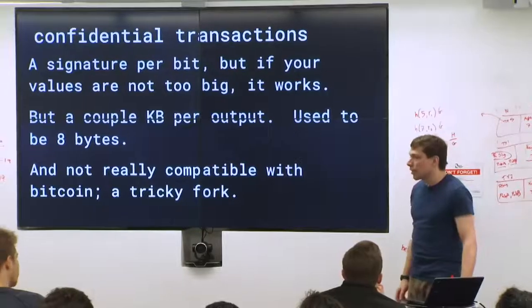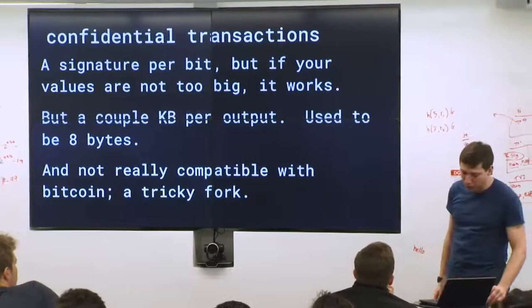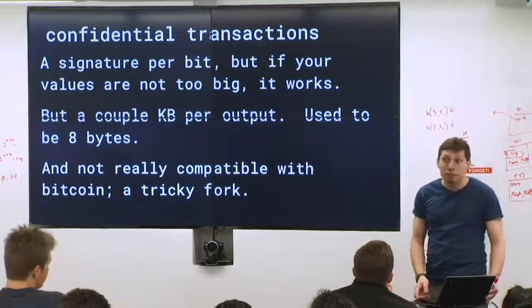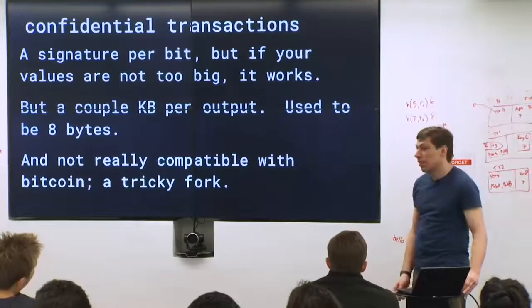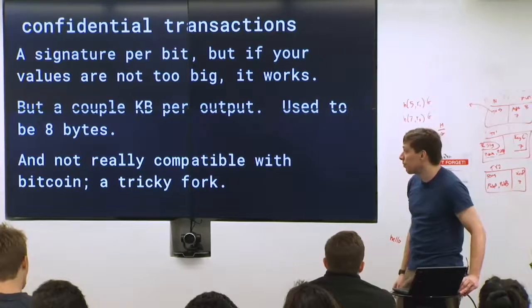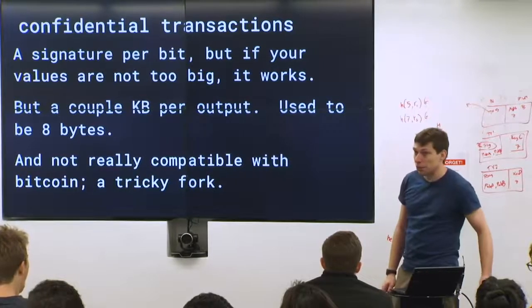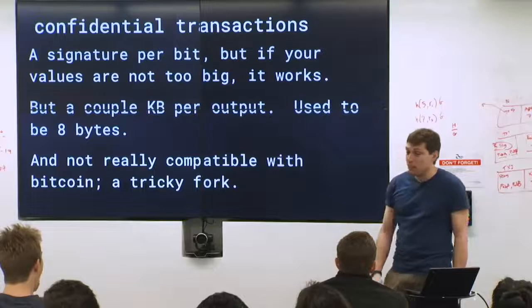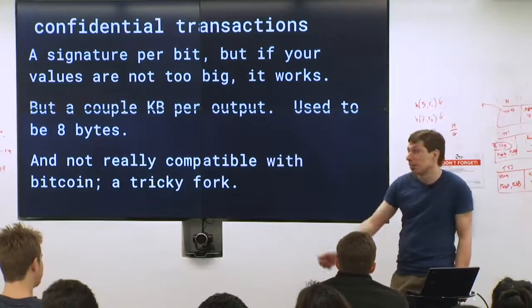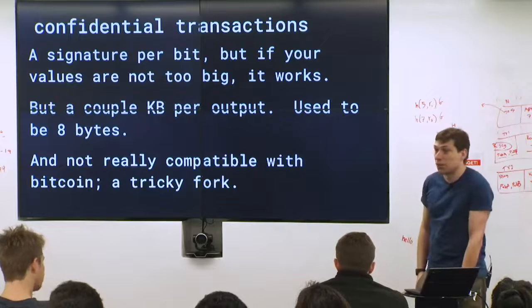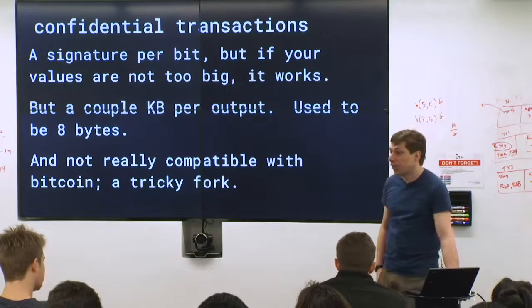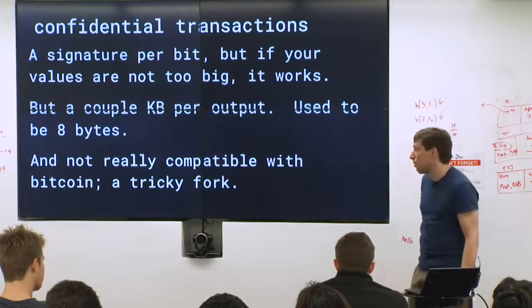So this is an issue scalability-wise, right? You're now going from what used to be 8 bytes to a couple kilobytes. I think they've got it down to like 2 kilobytes. But still, that's 2 kilobytes. And it takes a bit more CPU time to verify, right? Because now, instead of verifying one signature to see that the coins are moving to the right place, you're verifying 30-something, 30 plus signatures for every input and output.